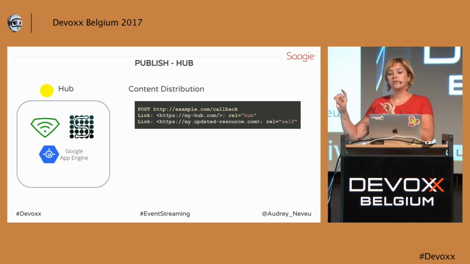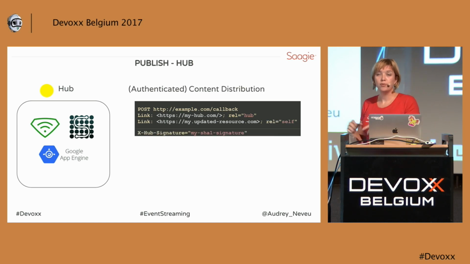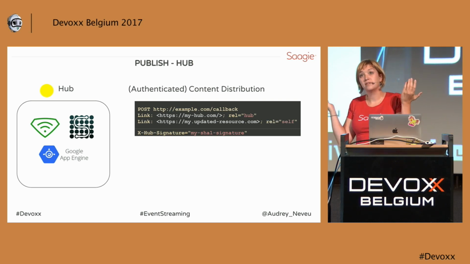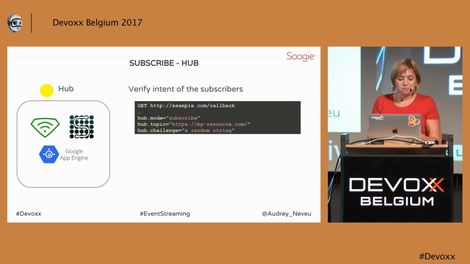It will provide those 2 links we've seen previously, except that here the self link will be updated with the updated content. And in case you provided a token previously, it will proceed to an authenticated content distribution with the SHA-1 signature. So it's not really safe because it's SHA-1, but I guess it's better than nothing.